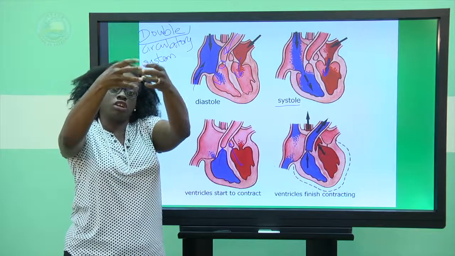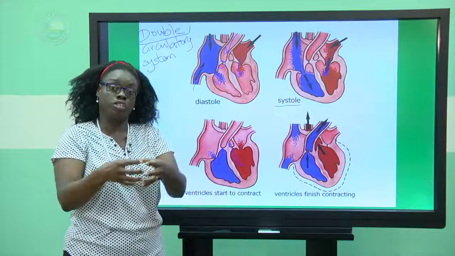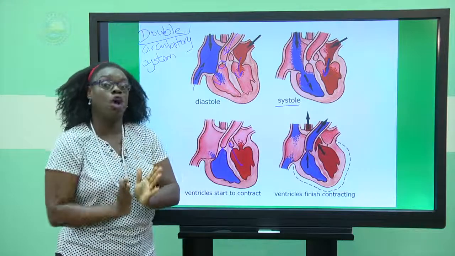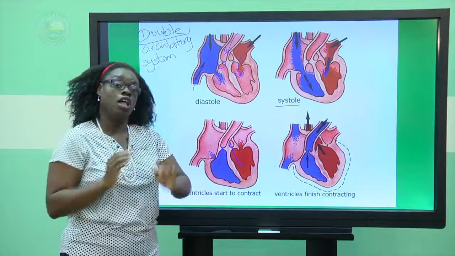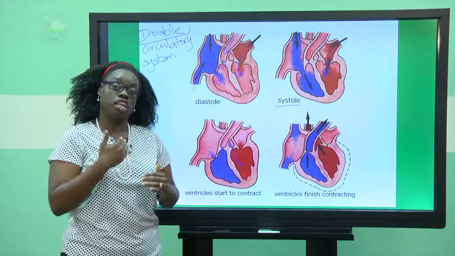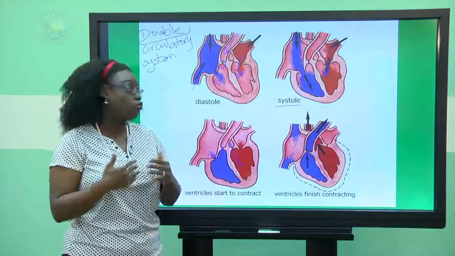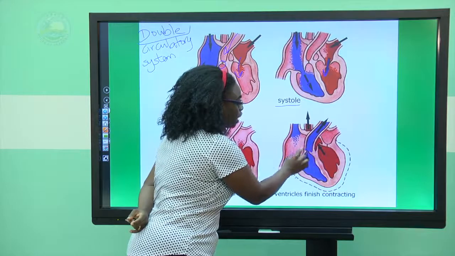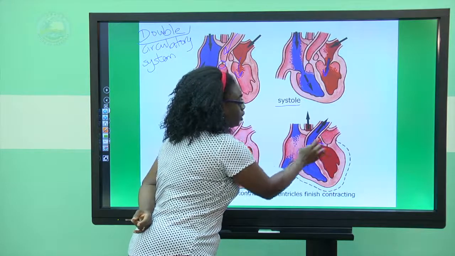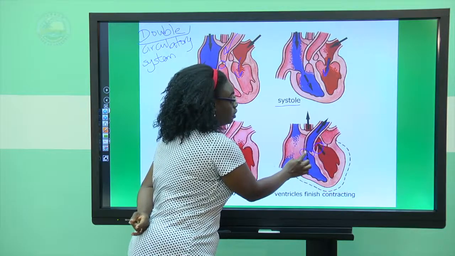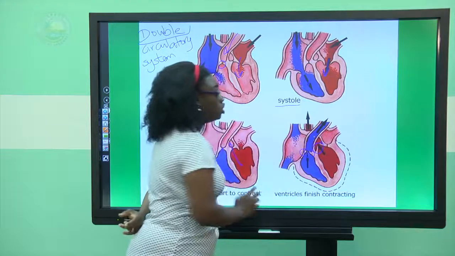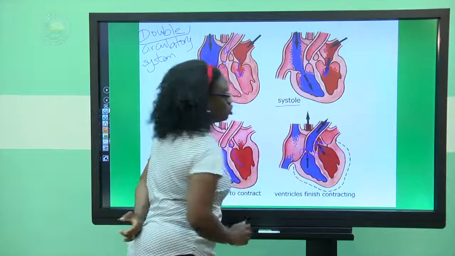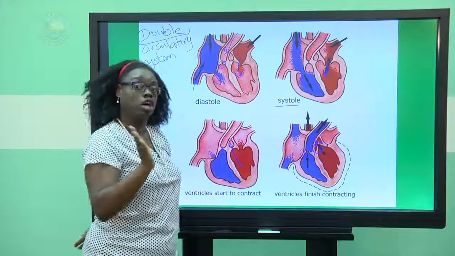So both atria contract first, squeezing and pushing the blood into the ventricles, and then both ventricles contract at the same time. One pushes the blood towards your lungs, the other pushes the blood to your aorta, which will then transport that blood around your body. So here the semilunar valves will now open. This one towards the pulmonary arteries to your lungs, and this one is going to open and push the blood to your aorta, which is going to send the blood around your body.